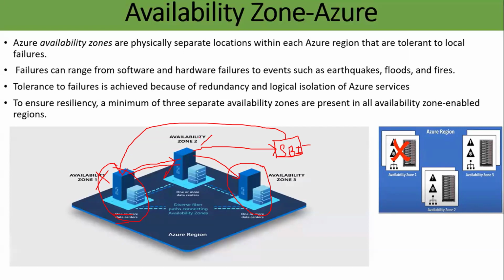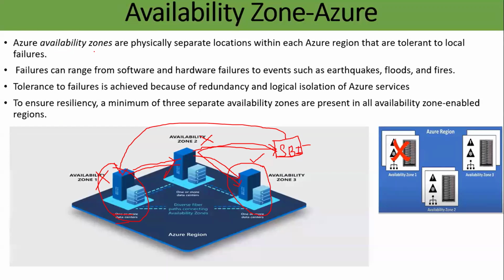Suppose this availability zone has also gone wrong, affected by a fire accident or other natural calamities. It checks in between which availability zone is up and online, so it goes directly there, checks it, and provides you the account balance. That's what I'm trying to tell you here.